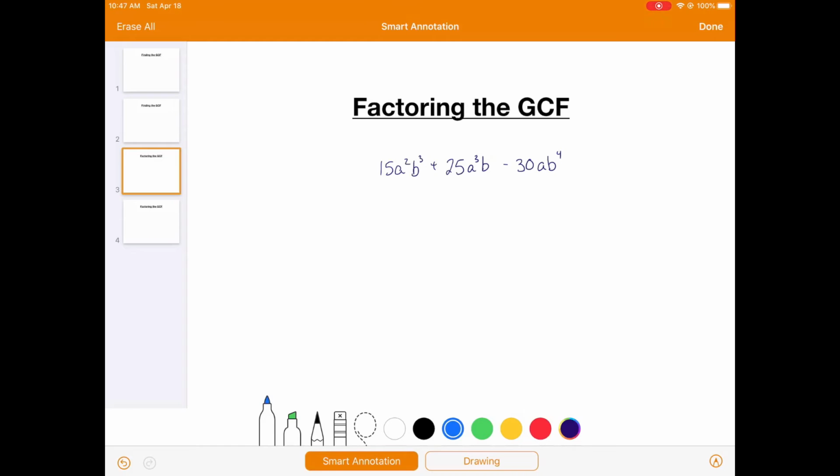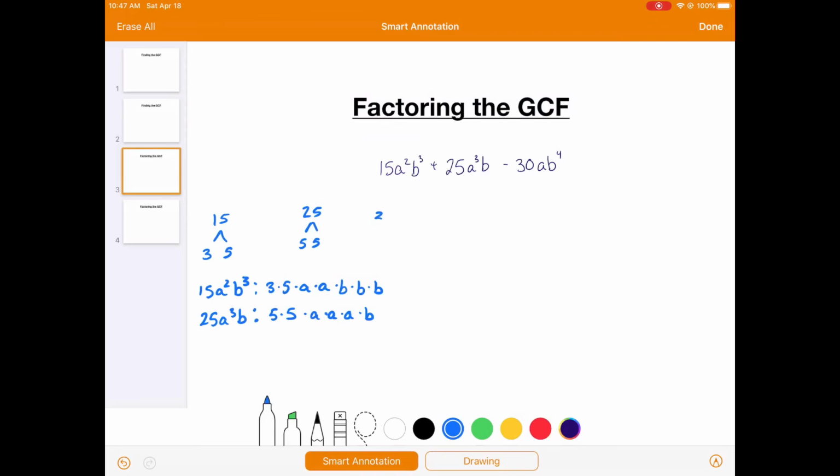So for 15, that is a product of 3 times 5. So 15a squared b cubed is going to be equal to 3 times 5 times a times a times b times b times b. And we'll do the same thing for 25. The factors of 25 are 5 times 5. So 25a cubed times b is going to be 5 times 5 times 3 a's times b.